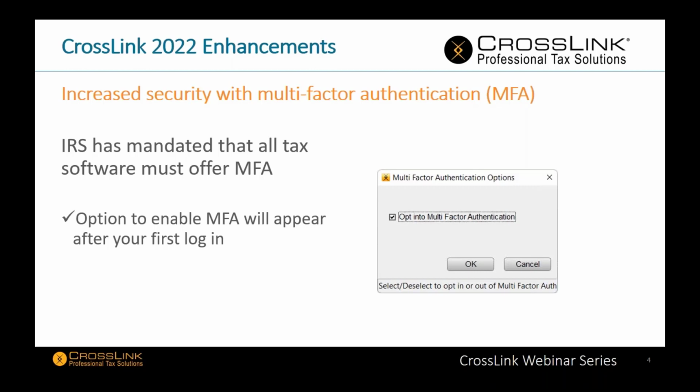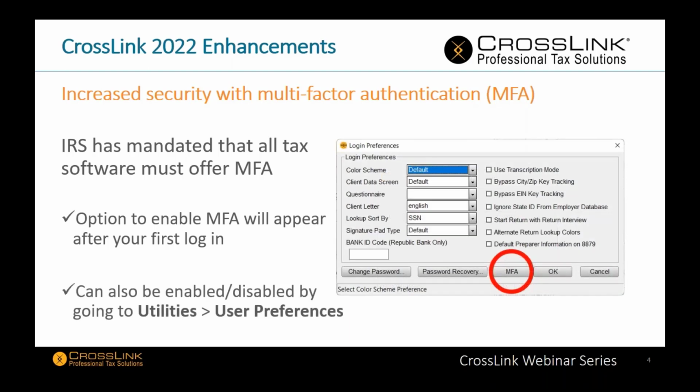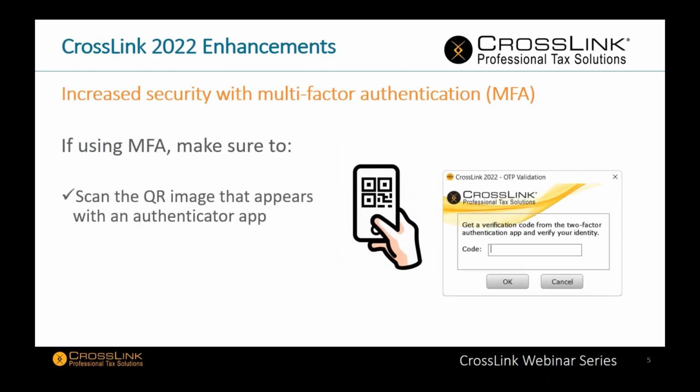And speaking of selecting and deselecting checkboxes, this can also be done in the software. Whether or not you've enabled it or disabled it, you can reverse that by going to the Utilities menu. Once you're in the program, go into Utilities, and then select User Preferences, and this window will appear. Notice that we have an MFA button towards the bottom there that you can use to either enable or disable this.